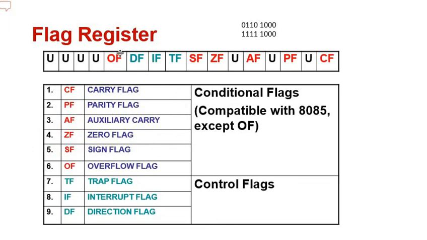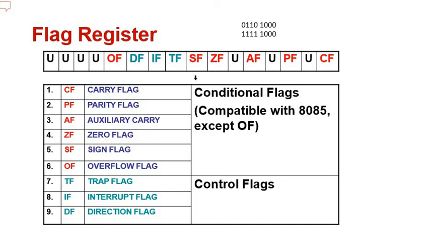So, about the flag register. The capacity of the flag register is 16 bits. Among the 16 bits, only 9 bits of the flag register are utilized. The 9 flag bits are divided into two parts, conditional flags and control flags. From the names you can get the meaning. Conditional flags update the status of the function performed by the microprocessor, and control flags are used to change the execution of the program.